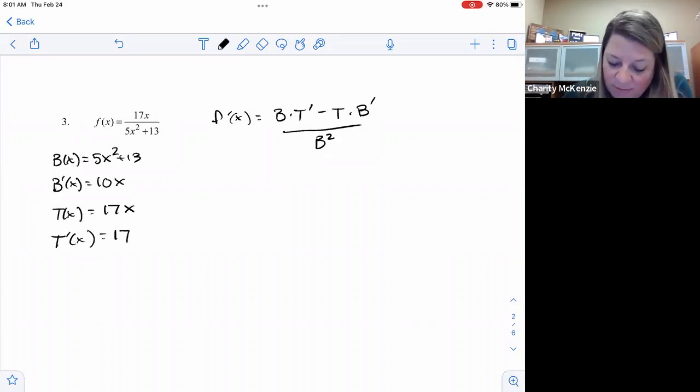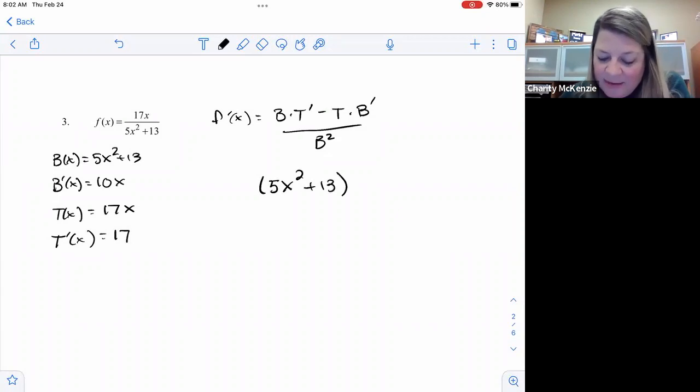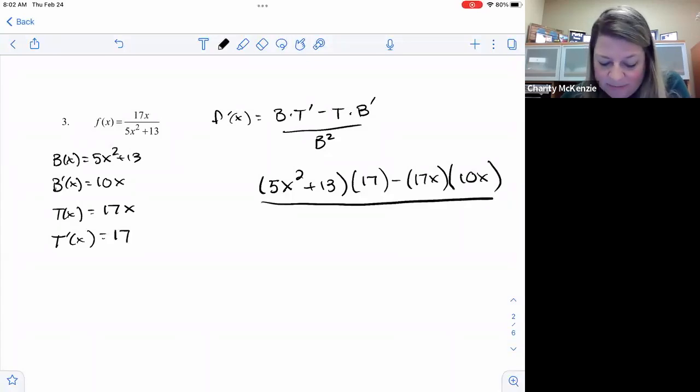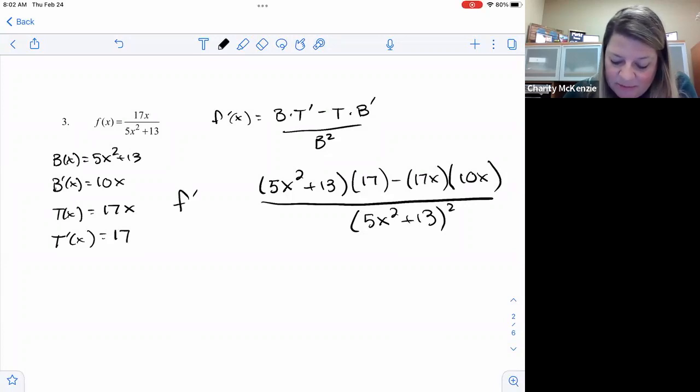So we start with original bottom, 5x squared plus 13. And then we're going to times that by the derivative of the top, which is just 17, minus the original top, which is 17x, times the derivative of the bottom, all over the bottom squared, 5x squared plus 13 squared. And this we should label is the derivative of the whole thing.